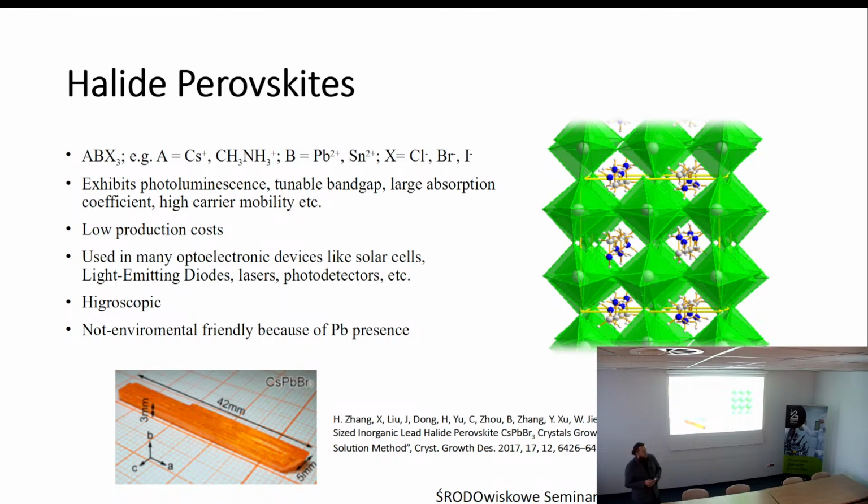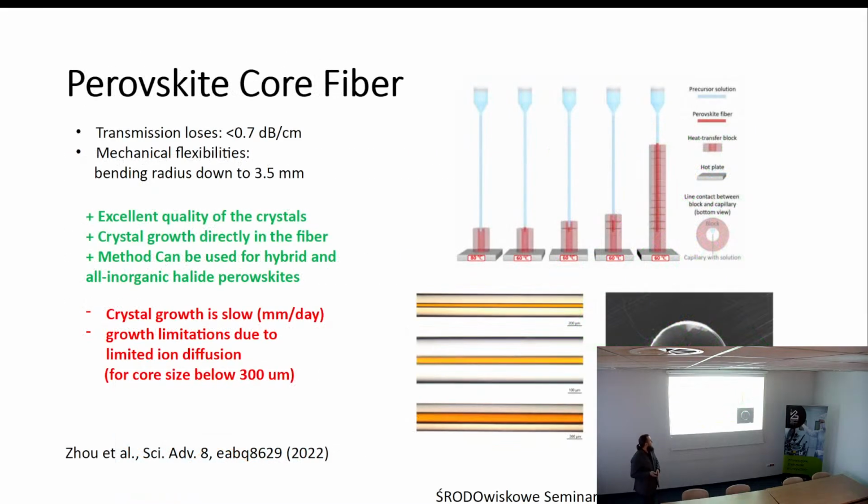However, they are hygroscopic, and because of lead presence, they are not environmentally friendly. So it is a good idea to put some cladding just to avoid these two problems. And when we started, there were no articles about this kind of fibers, but last year we found that there is a group who crystallize perovskites directly inside the fiber.